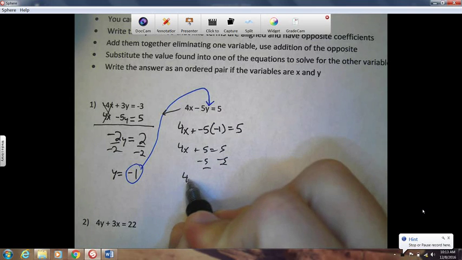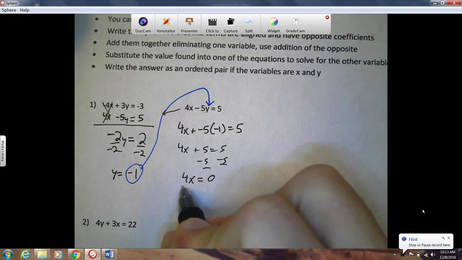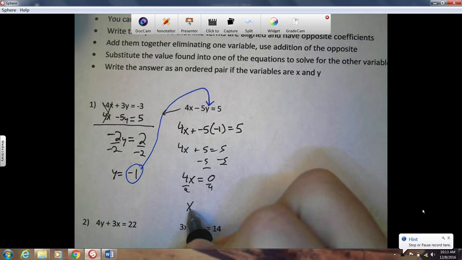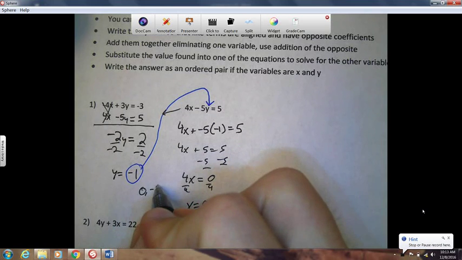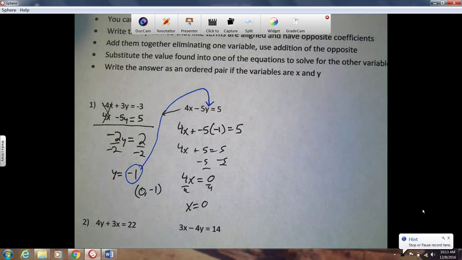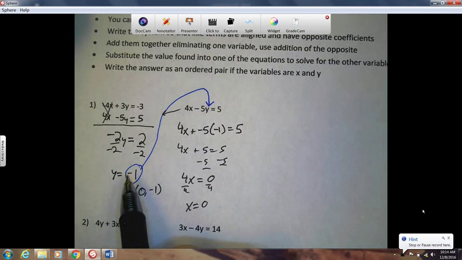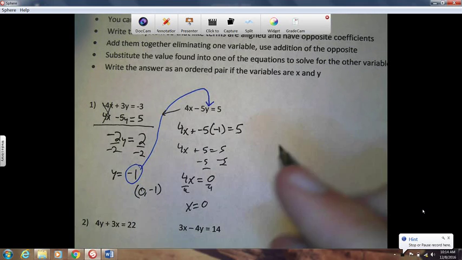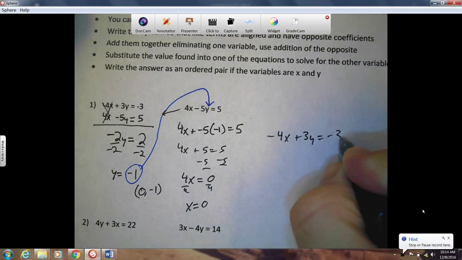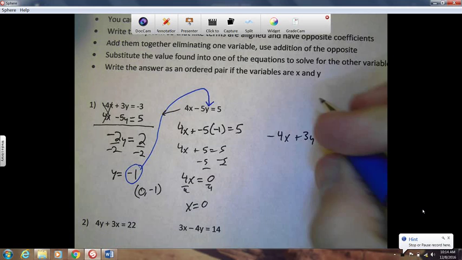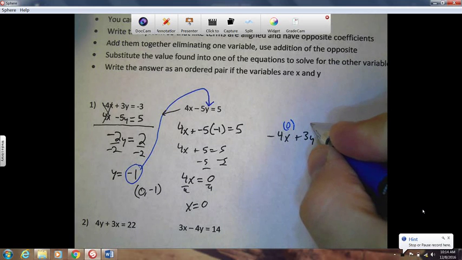So 4x is equal to 0. X is equal to 0. So 0, negative 1. So of course you write your answer as an ordered pair. You can take these answers and you can check to see if it's correct by plugging it into both equations. So here's my original equation.